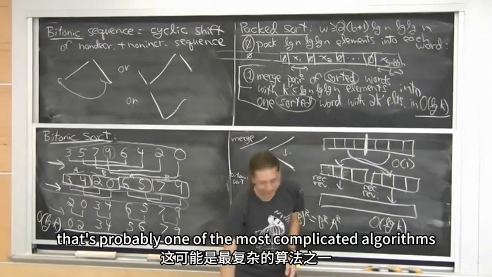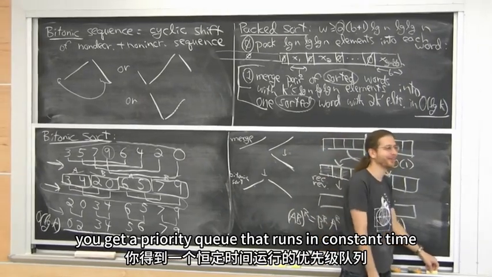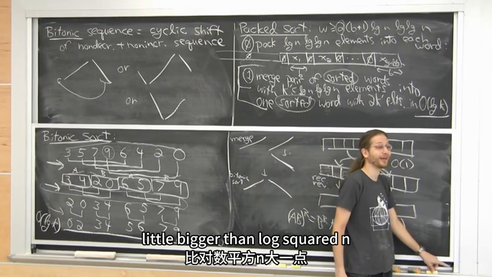All right, that's probably one of the most complicated algorithms we'll see in this class. But from that, you get a priority queue that runs in constant time provided W is a little bigger than log squared n. Boom.